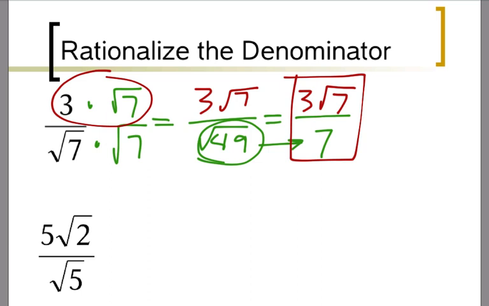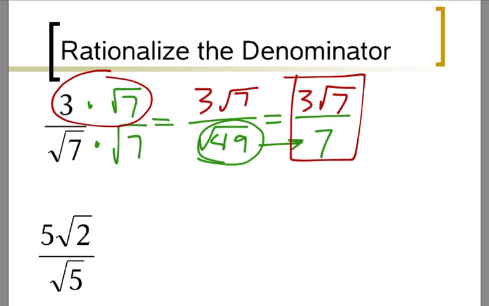Now, the problem is I have many students that get really excited because they see the two 7s and they try to cancel them and say, yes, they cancel. So my answer is just 3. Well, it's actually not. You cannot cancel these because you have square root of 7 on top, regular 7 on bottom. That's as far as you can go. So this is your actual final answer. So now let's look at the next problem.